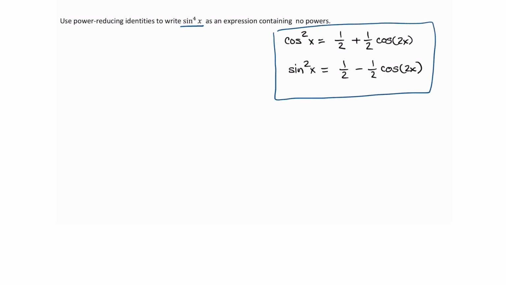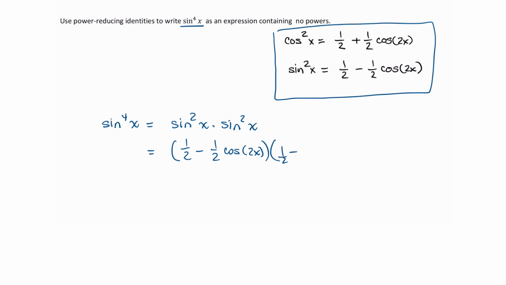So keeping in mind that sine to the fourth of x is sine squared x times sine squared x, we can now make substitutions that will reduce the power. So sine squared x is 1/2 minus 1/2 cosine 2x, and the other sine squared x is also 1/2 minus 1/2 cosine 2x. And then we basically FOIL.